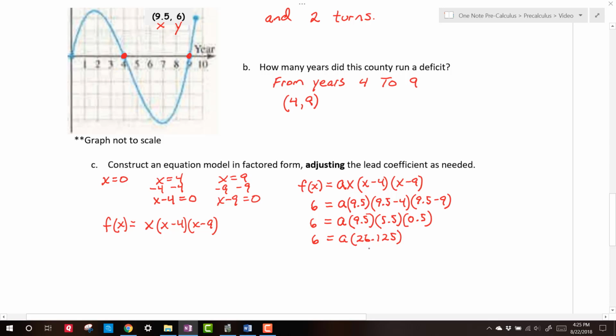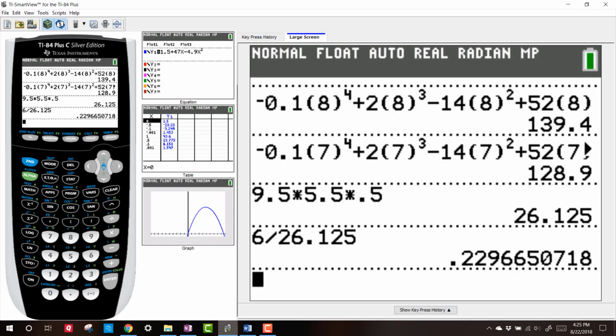All right, so if I do this, I get 26.125. I'm going to divide both sides by 26.125 to get a by itself. The 26.125 came from 9.5 times 5.5 times 0.5. And then I divide that out on both sides. And I actually end up with a equal to, and here's my calculation right here, 0.229665.